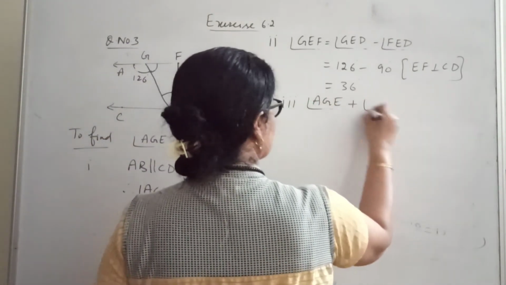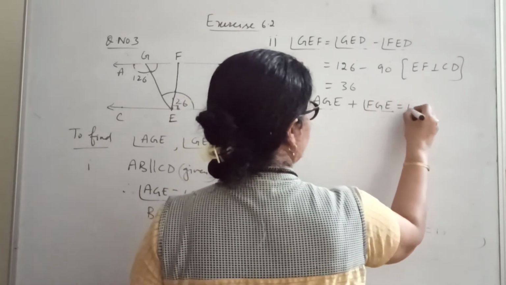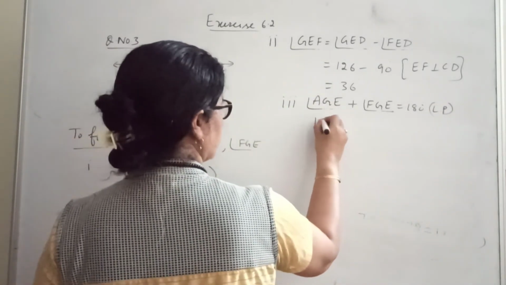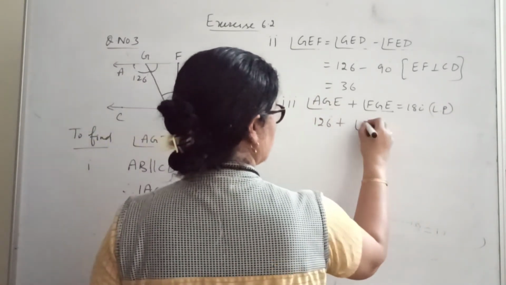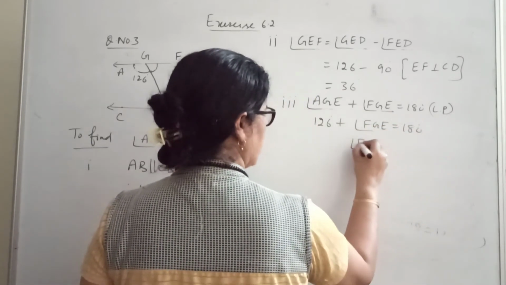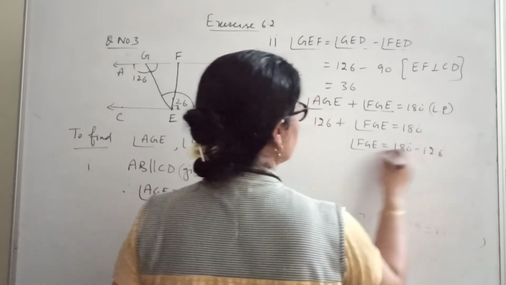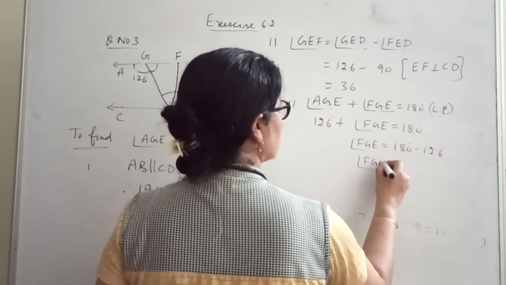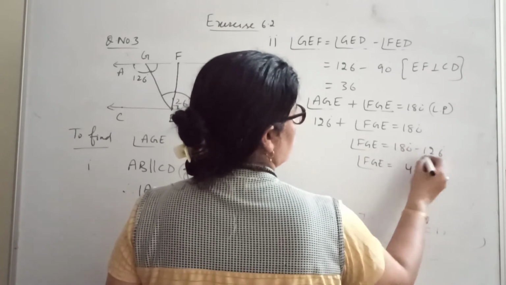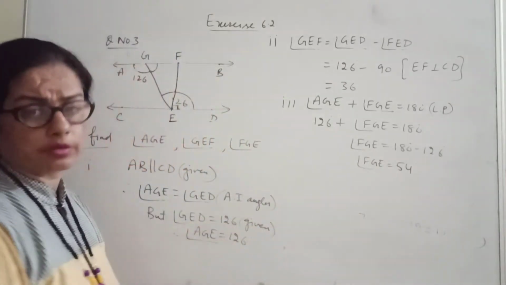Angle AGE plus FGE is equal to 180 degree. AGE plus FGE is equal to 180 degree, linear pair. AGE is what? 126. FGE we want to find here. So FGE is equal to 180 minus 126. So FGE is equal to 54 degree. This will be the answer.